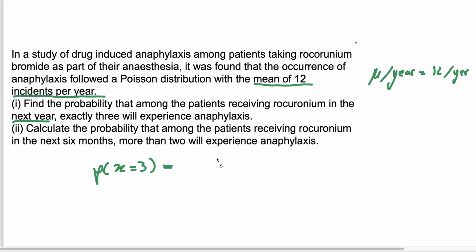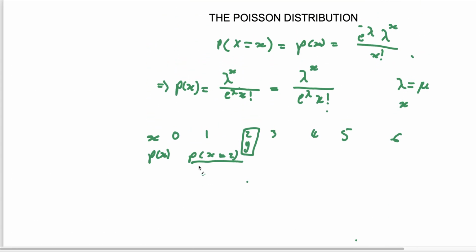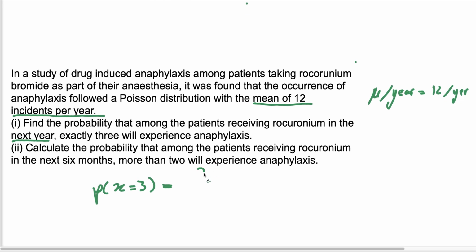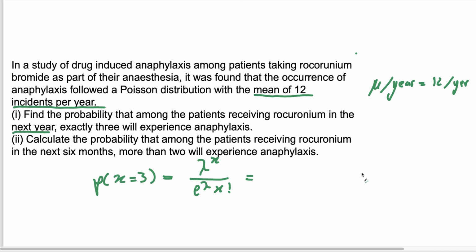Remember, we simplified our formula to this part, which is lambda to the power of x divided by e to the power of lambda, and then x factorial. That's our formula. Now we're just going to substitute our values. Let's declare our values real quick. For the first question, lambda is given as 12, and x equals 3, and that's all you need for the question.